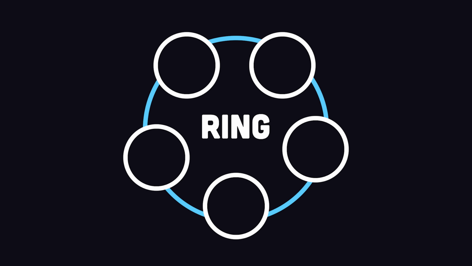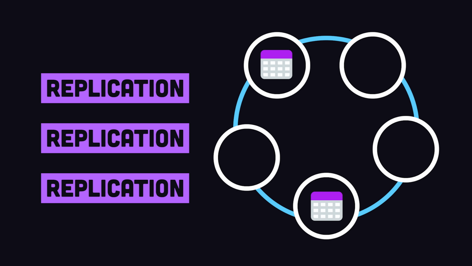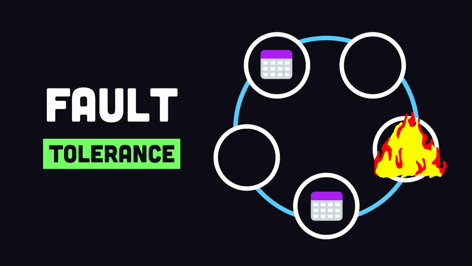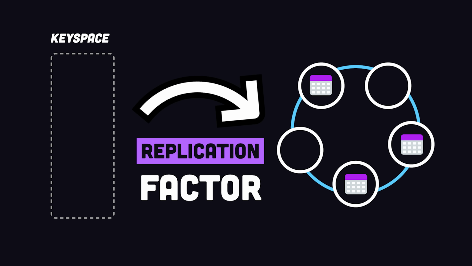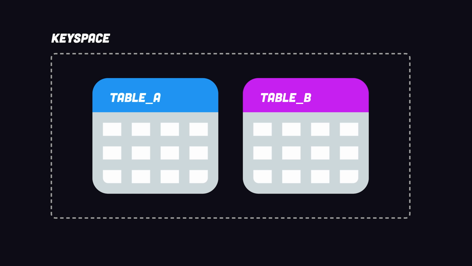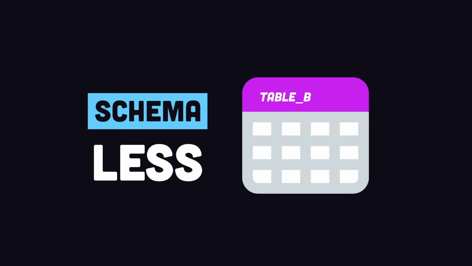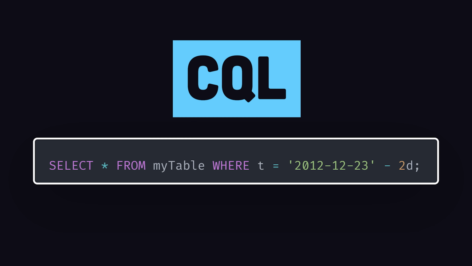Nodes are grouped together in a cluster or ring, and data is typically replicated on multiple nodes, which means no single point of failure and 100% uptime. The data is wrapped in a key space, giving developers control over how it replicates in the cluster. Each key space contains one or more tables, which represent tabular data like you might find in a relational database. However, it's schemaless and can handle unstructured data, which developers can manage with the Cassandra query language.